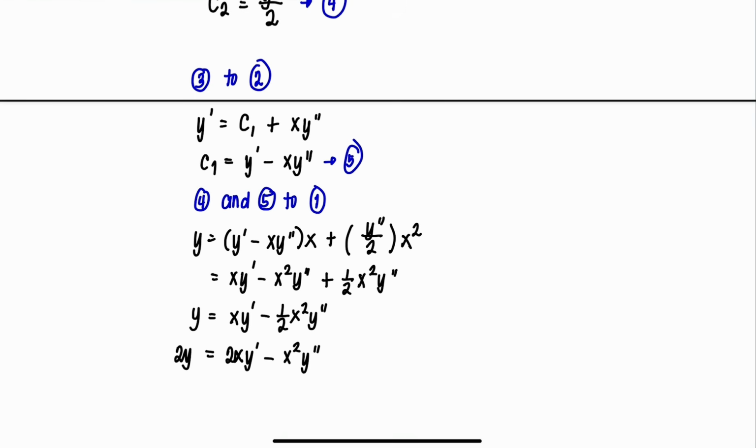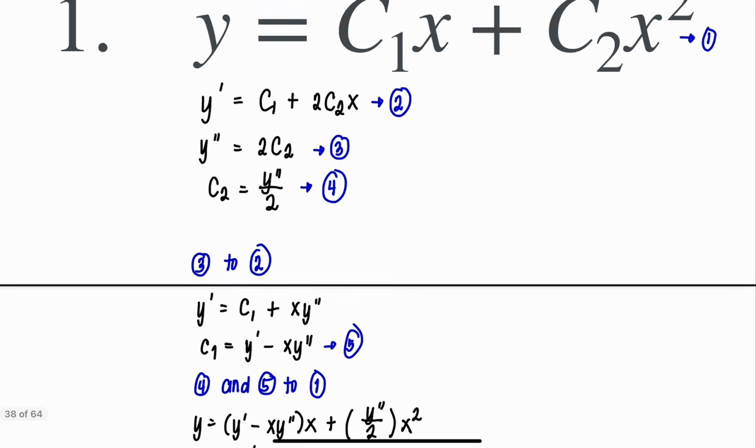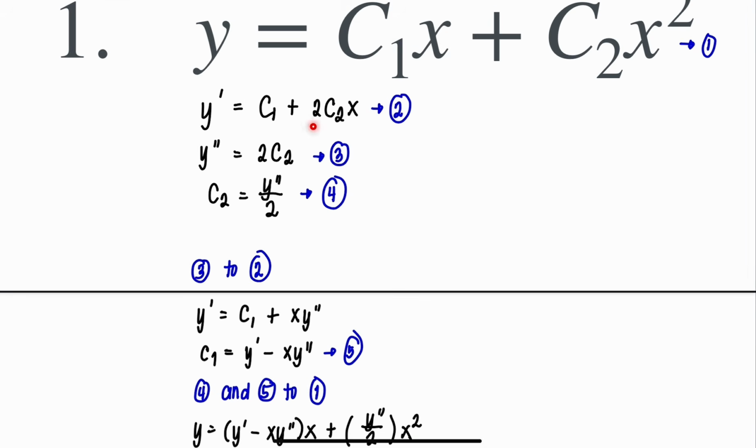And then arrange the derivatives in decreasing order, so we transfer the terms on the left to the right. So that's x squared y double prime minus 2x y prime plus 2y equals 0. And so that is our differential equation from the given solution. So we differentiate and perform substitution.